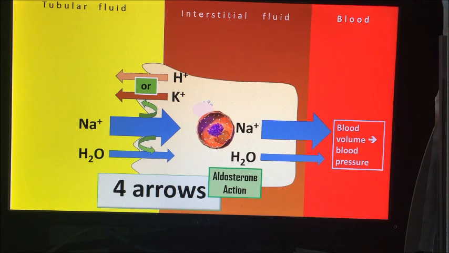Higher than normal plasma levels of potassium directly stimulate the adrenal cortex to secrete aldosterone. Remember, aldosterone action results in secretion of potassium ions into the tubular fluid in exchange for sodium, until the plasma potassium levels fall back to normal.